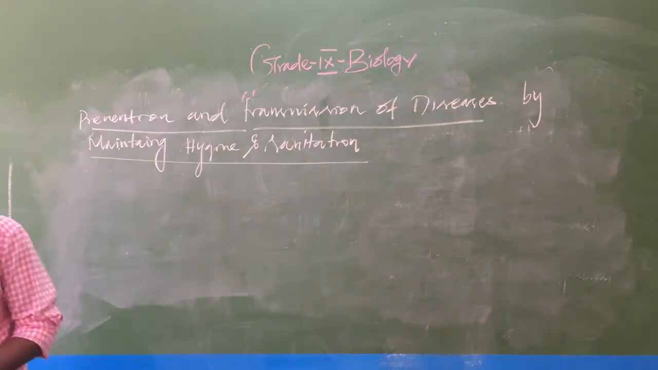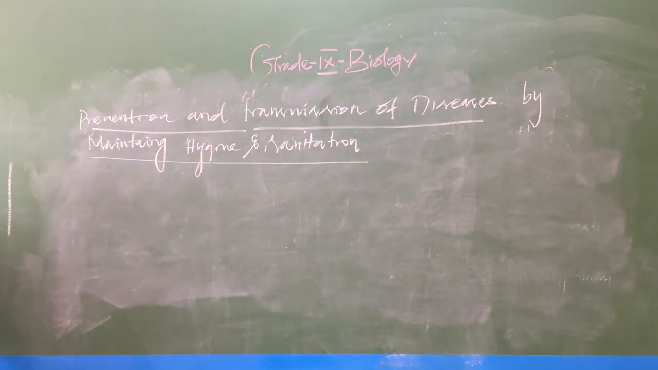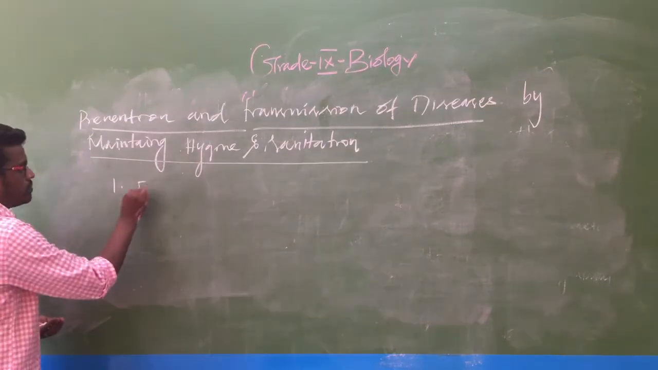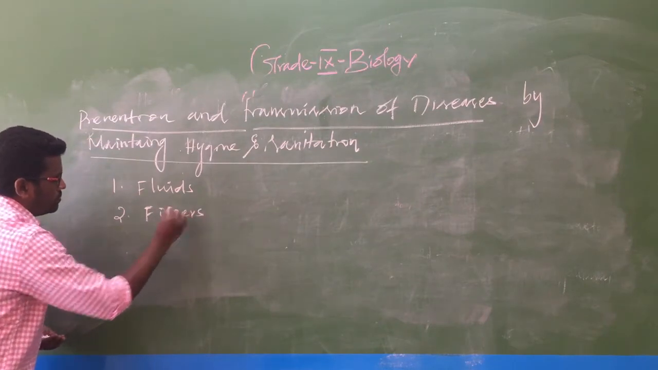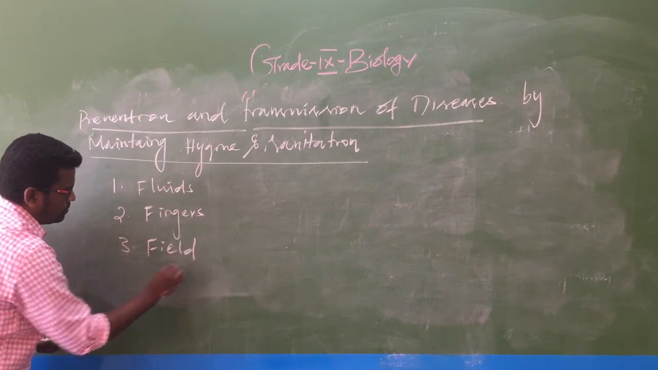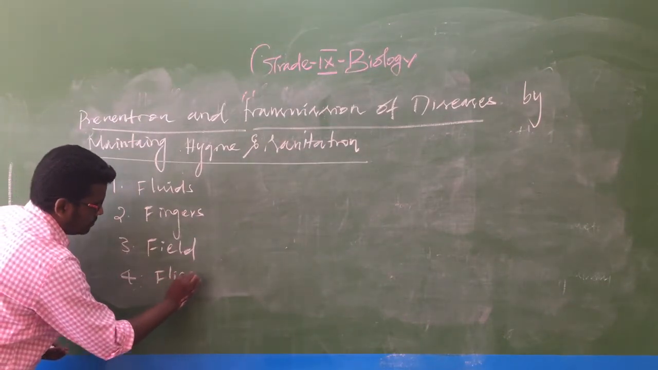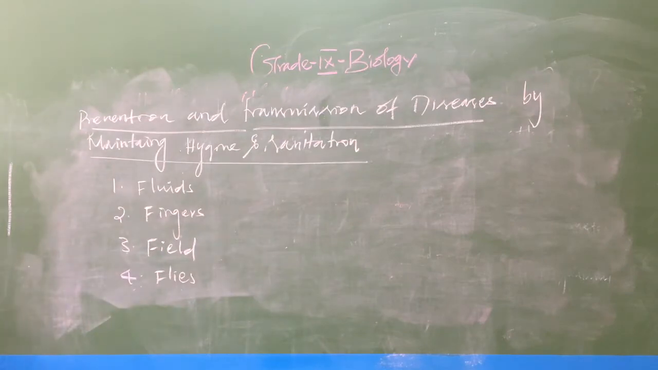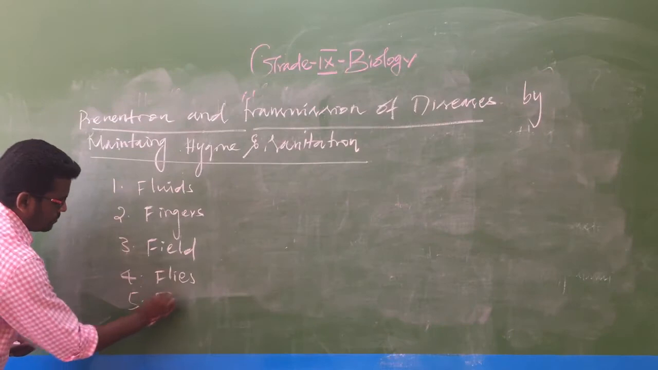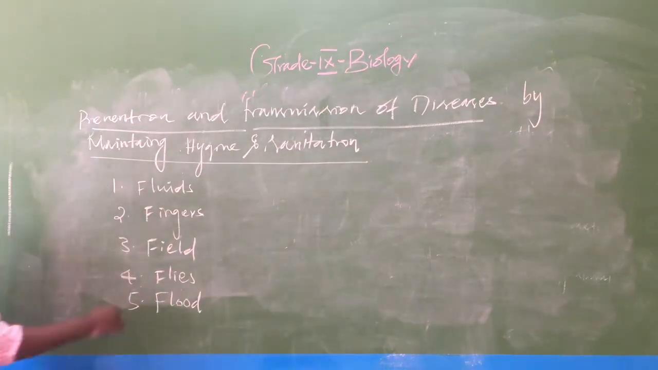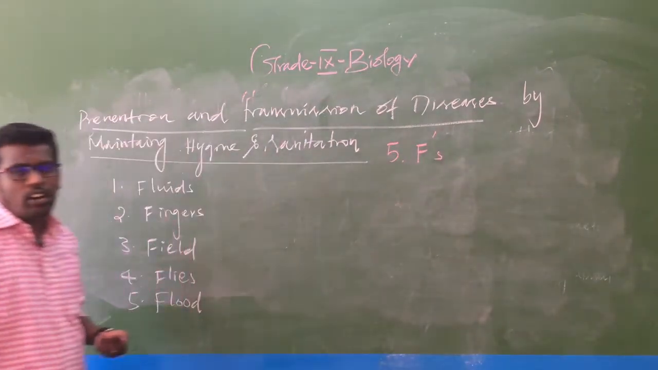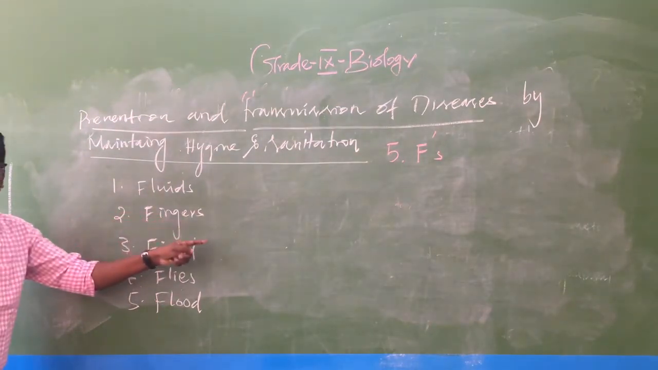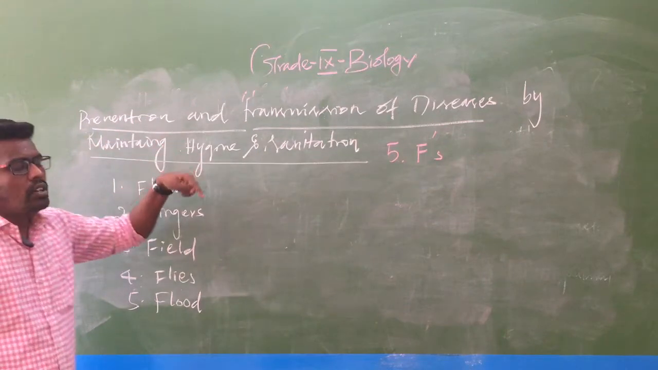For that, we have to follow the 5 F's. The first one is fluid, fingers, feed, flies, and flood. So these are the 5 F's we have to follow. If we follow the 5 F's, we can prevent a lot of diseases.